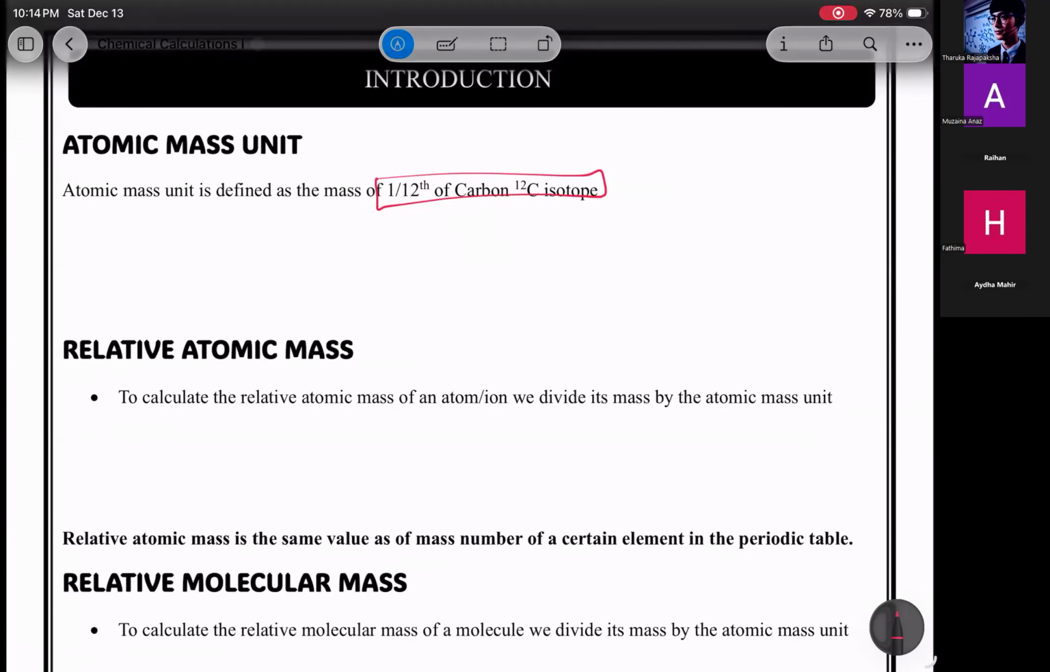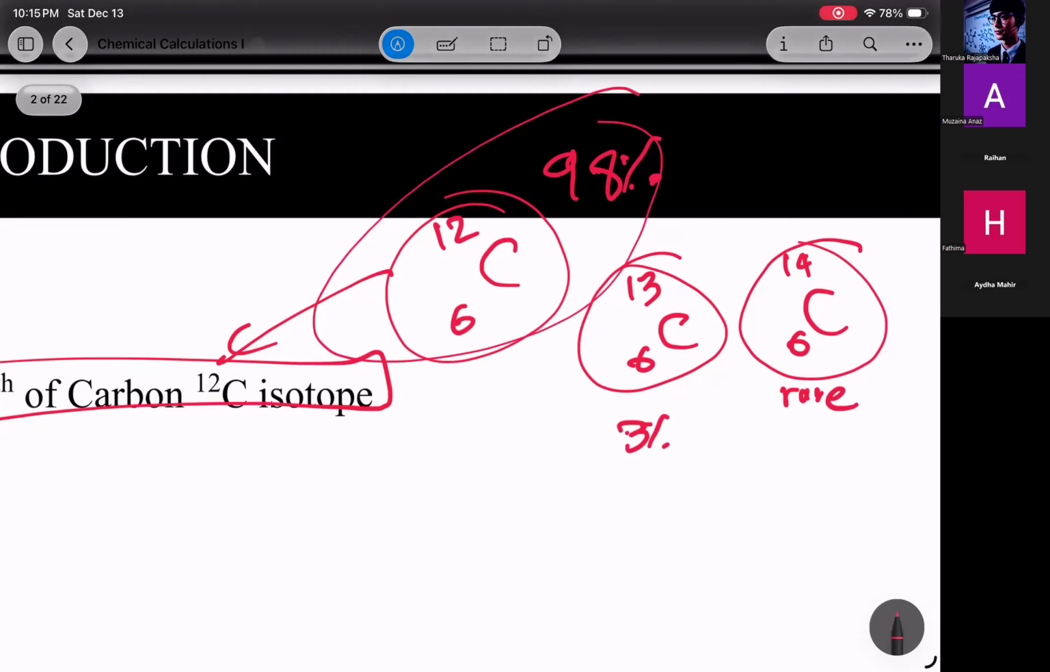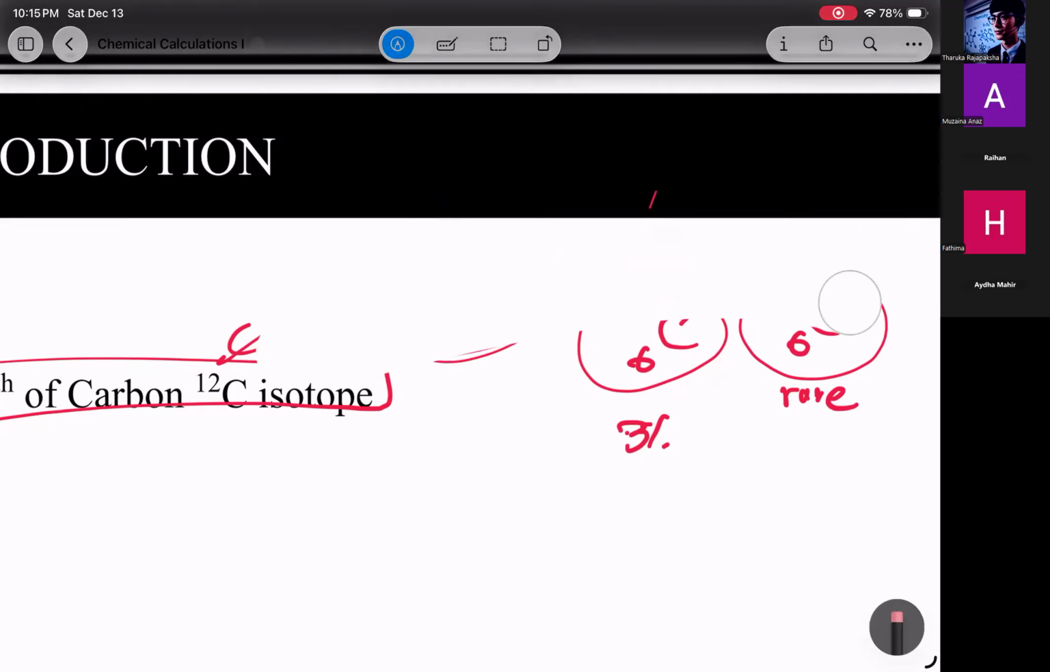Let's do it quickly. The atomic mass unit is defined as 1/12 the mass of a carbon-12 isotope. Now, are there other carbon atoms? Of course there are. There's carbon 13, and of course carbon 14, used in carbon dating. That is an isotope which is very rare. Carbon 13 is around 1%, and around 98% or so of a carbon sample is carbon 12. So this is the majority amount of carbon in the atmosphere and everywhere.